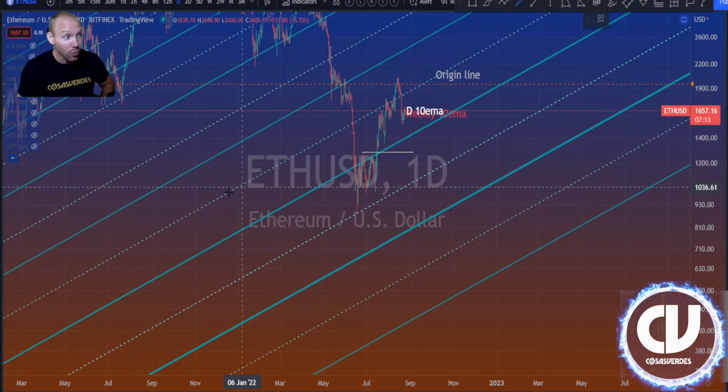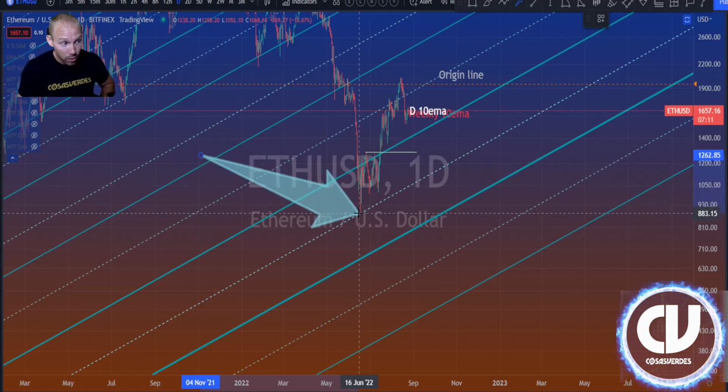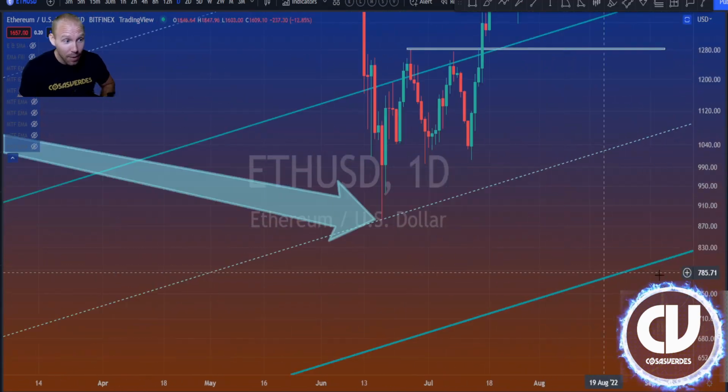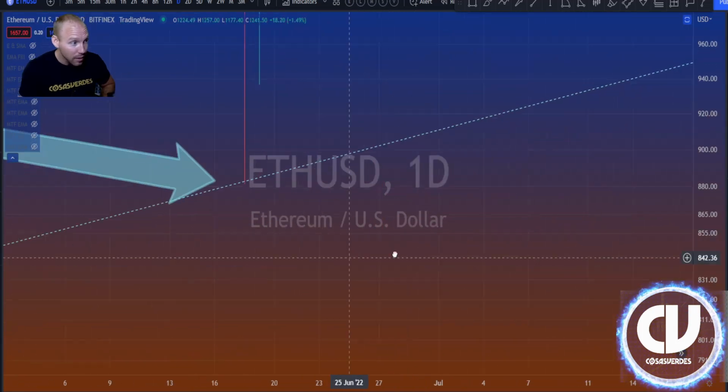As I just showed, this recent move down, where did it go to? An origin line. I didn't put this line here after. Look at this.